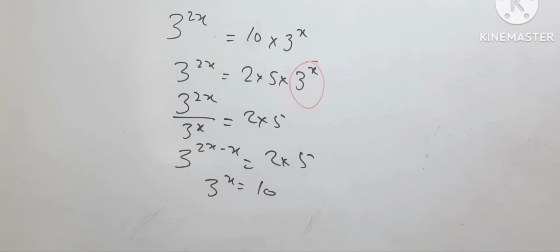You understand what I'm trying to say? You have to understand when it is possible and when it is not possible. Not like that, just go on doing. You understood this example? It's not possible to do. Why? Because on the left hand side we have 3 to the power x, whereas on the right hand side only 10 is there.